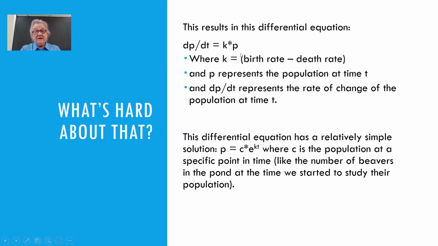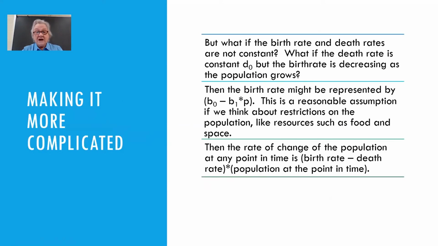So I really have p(t) to indicate that p is a function of time, and the same thing over here. Now, this differential equation has, well, for me, I would call this a relatively simple solution. Some folks might be put off by what that thing is, but this differential equation has a relatively simple solution. C is the population at a specific point in time, usually at the beginning of the time, like the number of beavers in the pond at the time we started to study their population. So yeah, that's nice. That worked out nice, but hold on here.